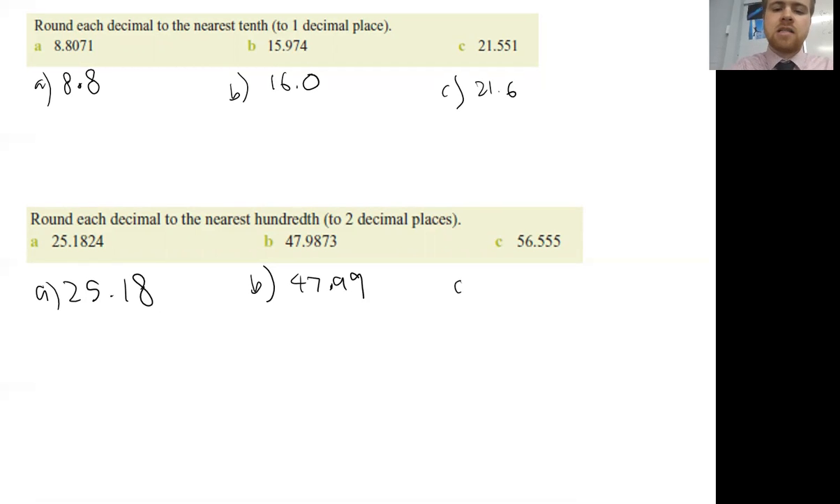Okay, and then the last example here, we've got 56.555. So we're going to round the second 5 after the decimal point. But then the number to the right of that is a 5, so we need to round up. So it becomes 56.56. We're going to increase that 5 up 1 because we're rounding up.